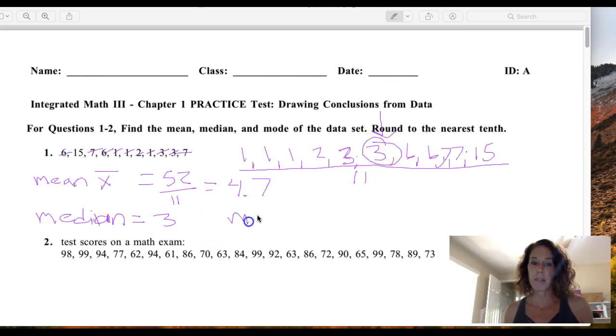All right, and let's look at the mode. Mode means most, or the number that occurs most often. I'm going to go ahead and look at my numbers. I have three 1s, and that occurs most often, so that's my mode. And there are my measures of central tendency. Let's go on to number 2.